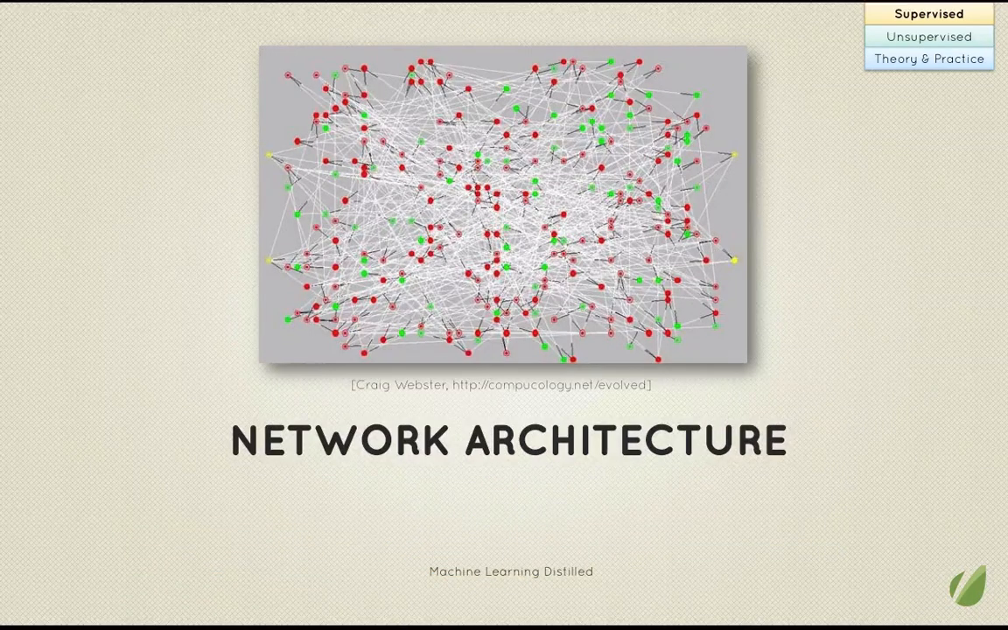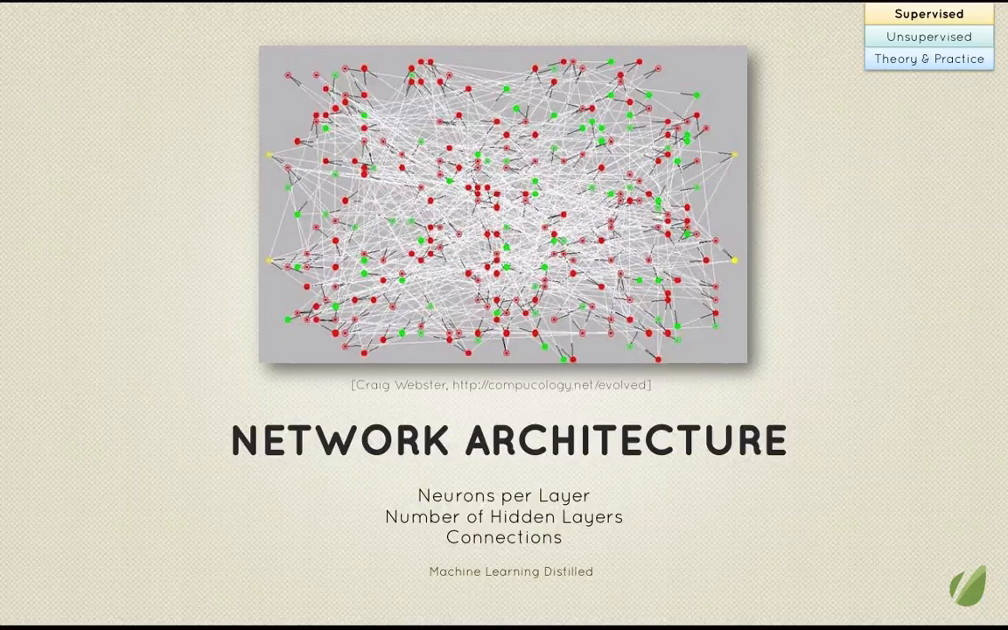A neural network is really defined by its architecture, and there are several components of the architecture. For one, the number of neurons per layer. Number two, the number of hidden layers. As I've said, we can put in one hidden layer to approximate continuous functions, or two or more to approximate discontinuous functions. Also, the number of connections between each layer will define the architecture. Most neural nets are fully connected.